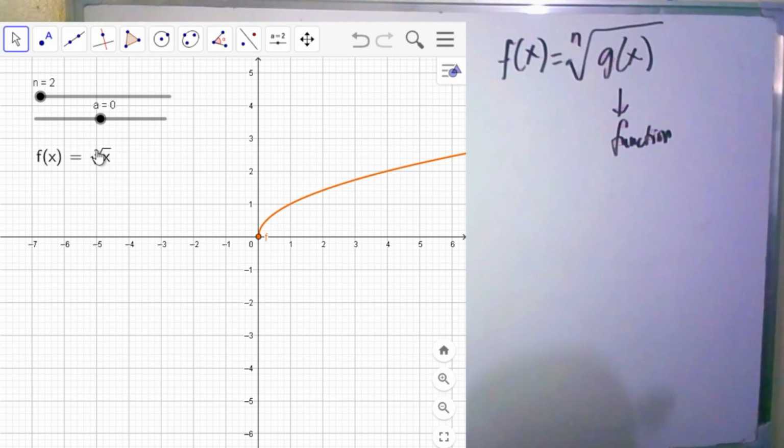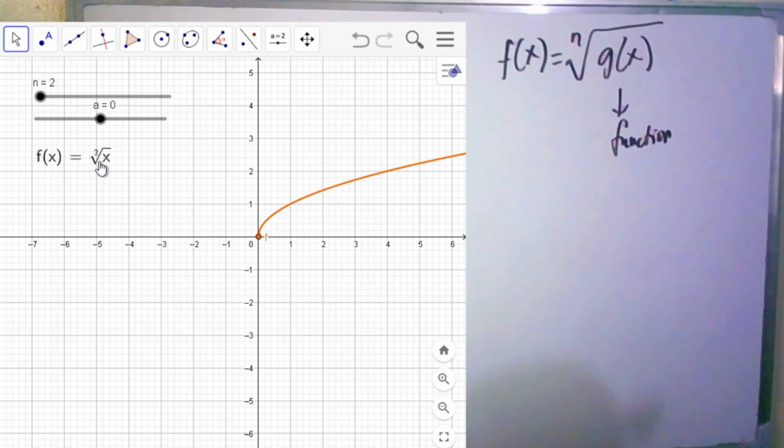And the index here is 2. So how do we read this one? This is read as square root of x. Of course, if the index is 2, we do not normally write 2. So we do not have to write it if it's 2. If it's 3 or 4 and so on, then we have to specify that.